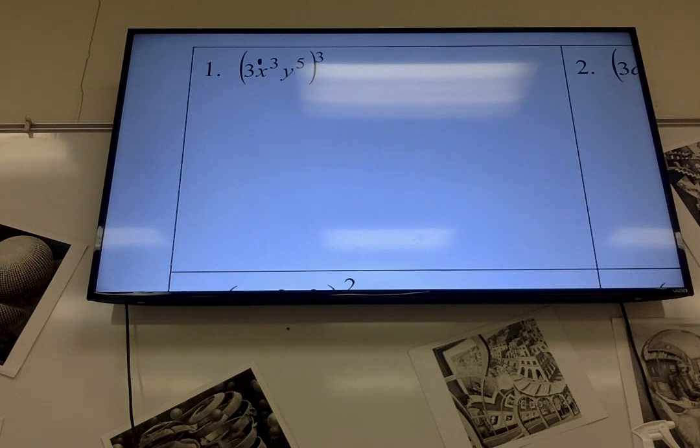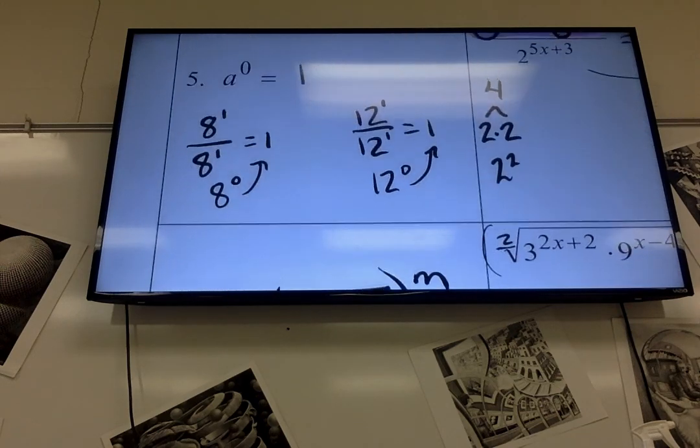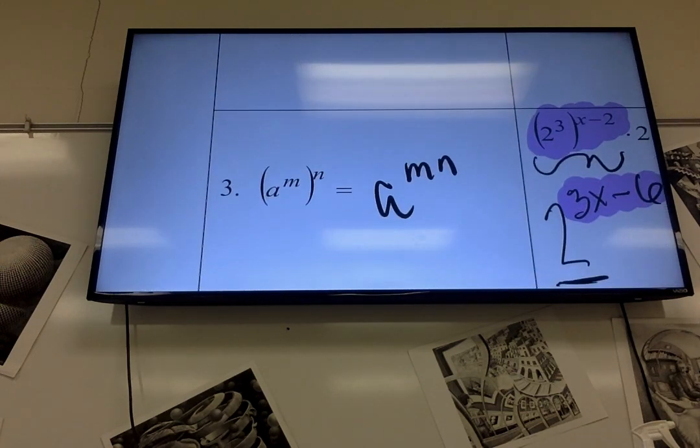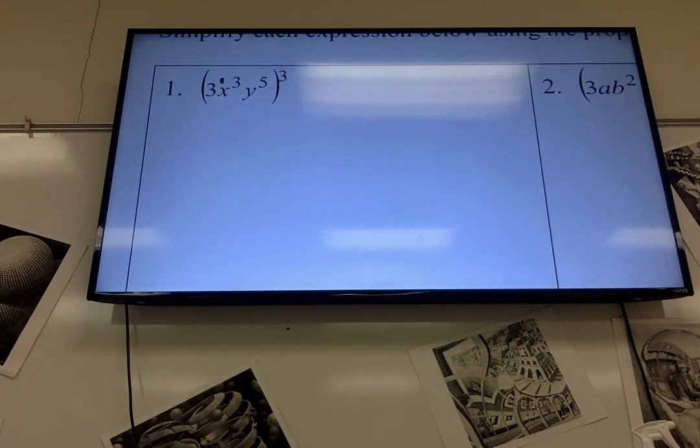Now there's more than one thing inside the parentheses that's being raised to a power. That just means that power goes with everything. And when you raise a power to a power, what do we do with those numbers? Say that again? Multiply. Yes, we multiply. It is this rule. It's number 3. Okay, so that's what we're going to do. That's 3 to the 1 times 3, so 3 cubed. X to the 3 times 3, so x to the 9th. And y to the 5 times 3, so y to the 15th.